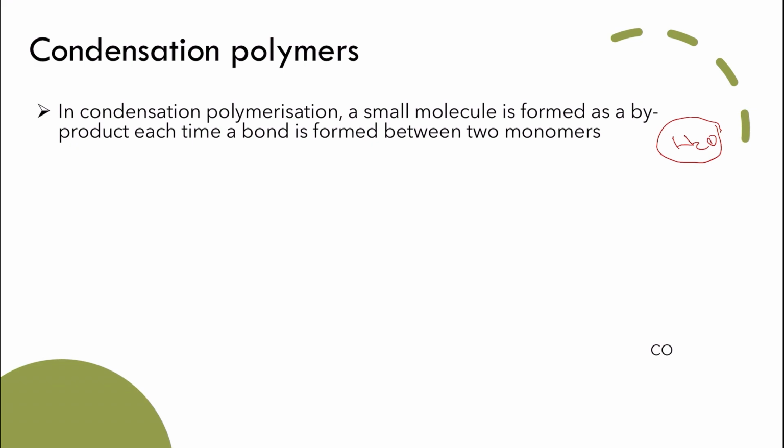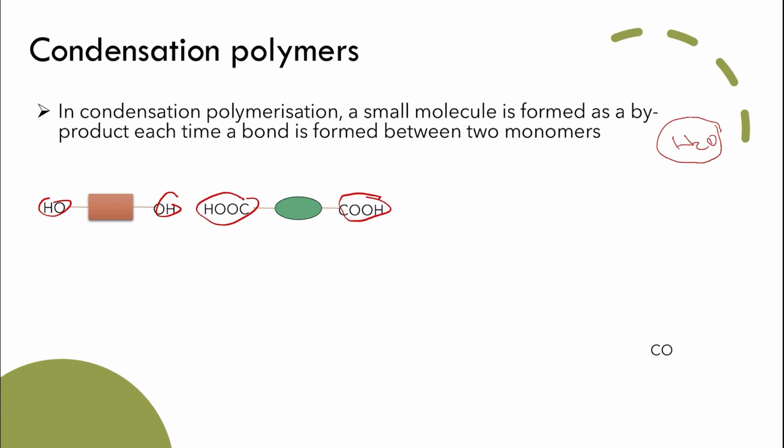In this case, we don't only have one monomer. The monomer we have is not only formed from one molecule, but it's formed by the condensation reaction between two different molecules. And condensation means a loss of water molecules. So the small molecule here is going to be water.